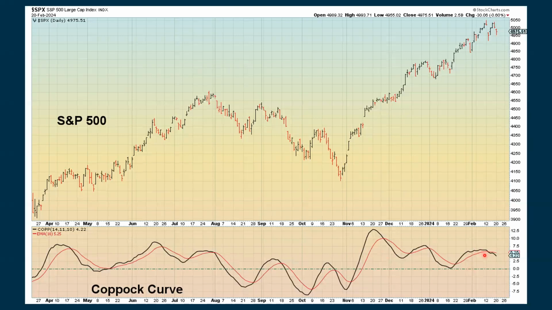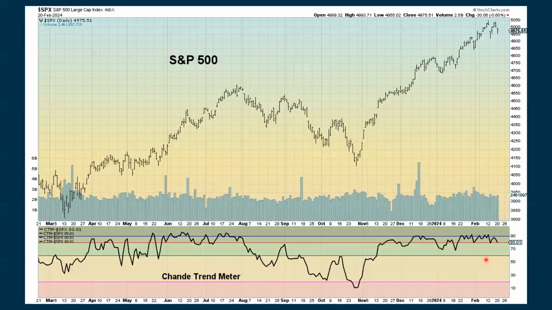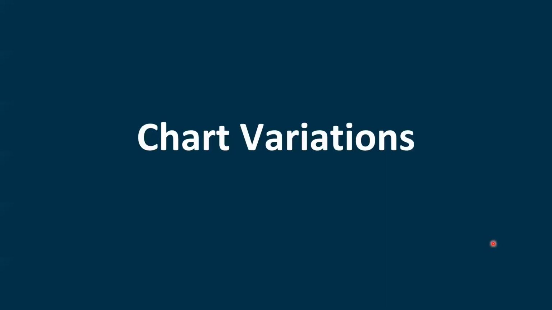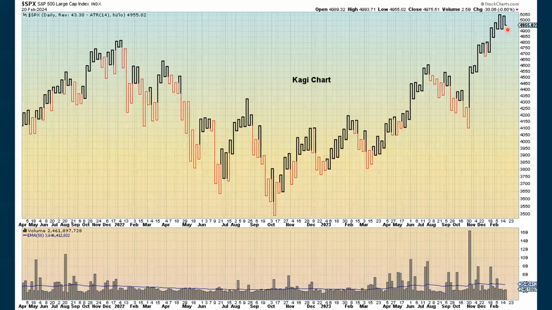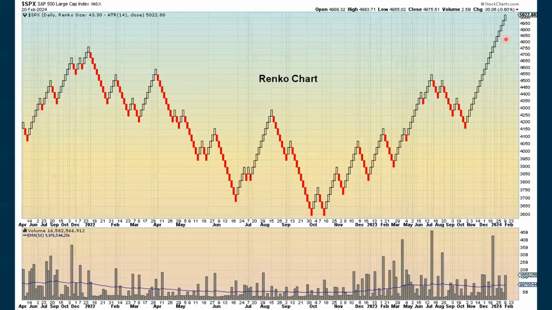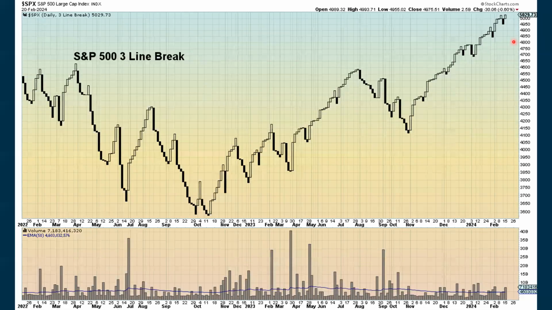The copy curve has already changed over to negative, showing the momentum is negative. We are coming down with the Sean trend meter after being extreme positive. And we're turning a little bit more negative with the Heikin Ashi. We have the black candle. We're still positive with the Kagi, but now we're back to pointing down. The Renko chart is still looking positive. The 3-line break is still looking positive.